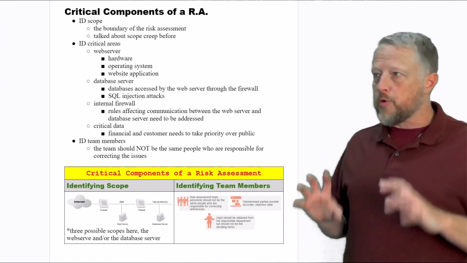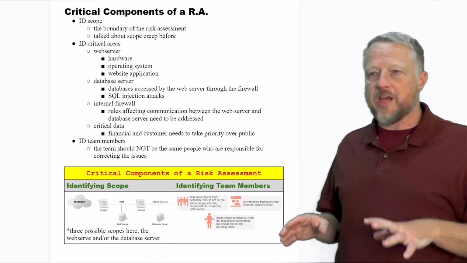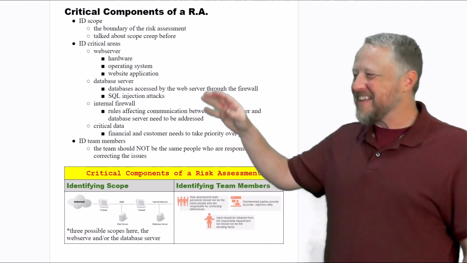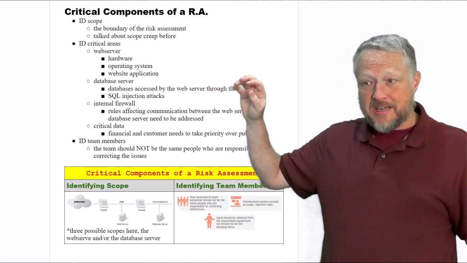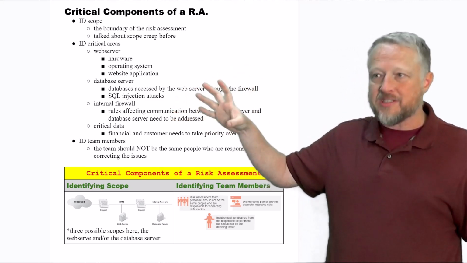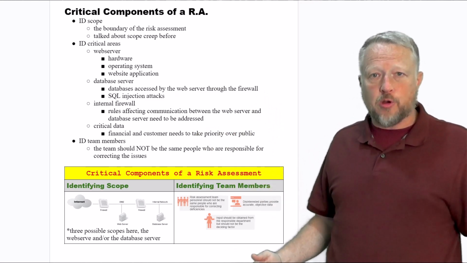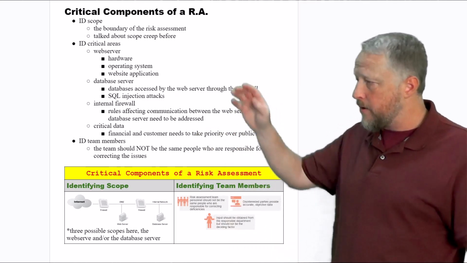So what are the critical components of a risk assessment? It's IDing a lot of things, actually. It's IDing the scope, it's IDing the overall risk that you might have, but I'll get into that here in a minute. And then IDing team members for all of this as well, because that's really important. But anyway, let me go back to the scope.